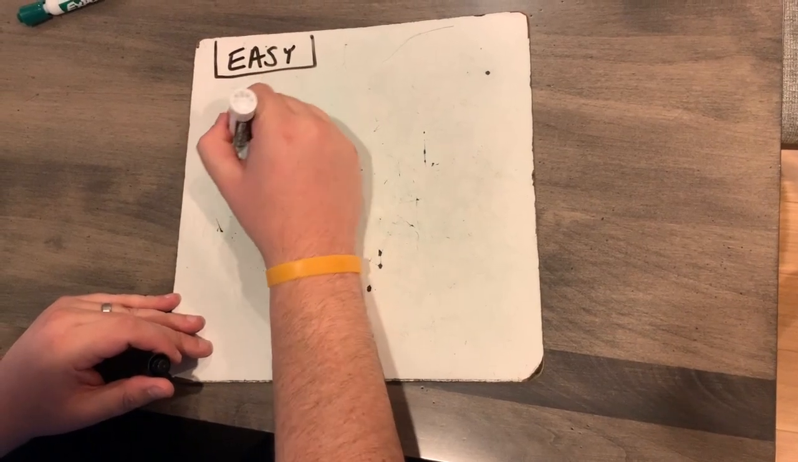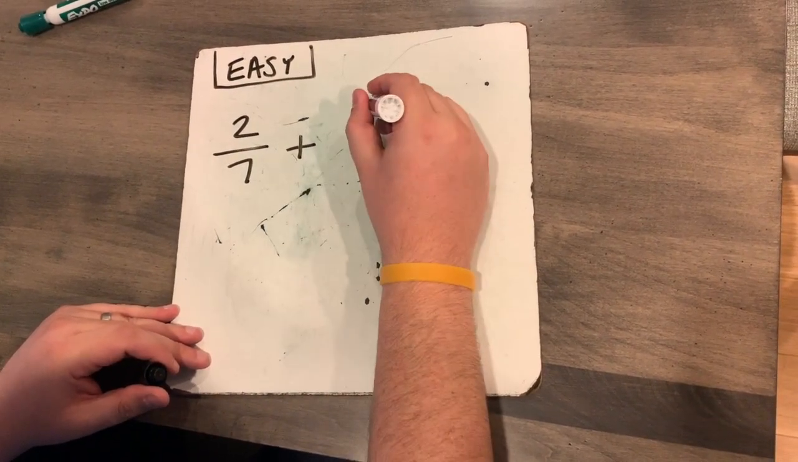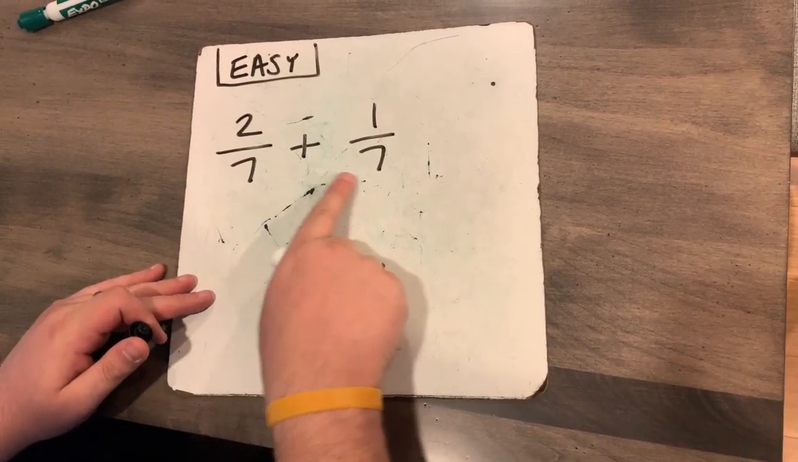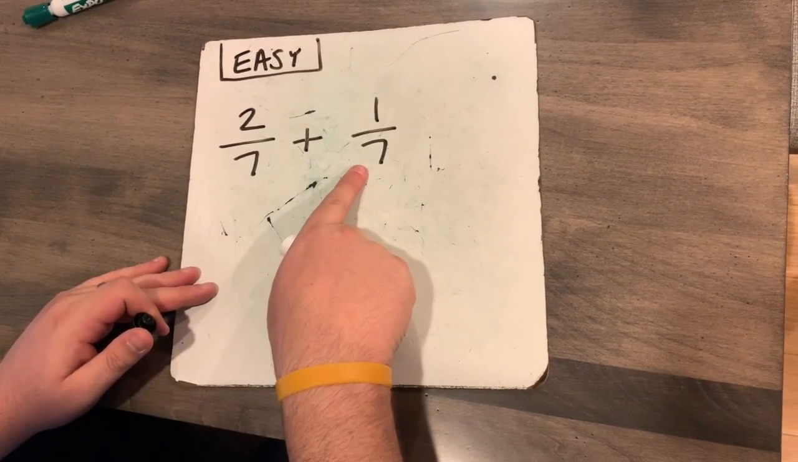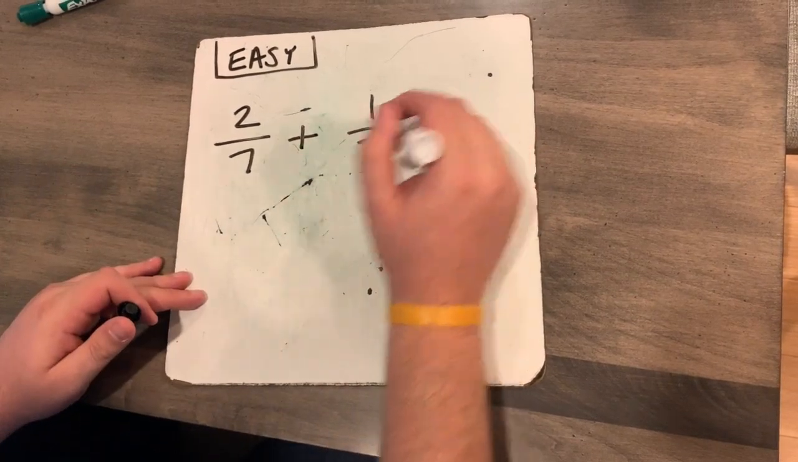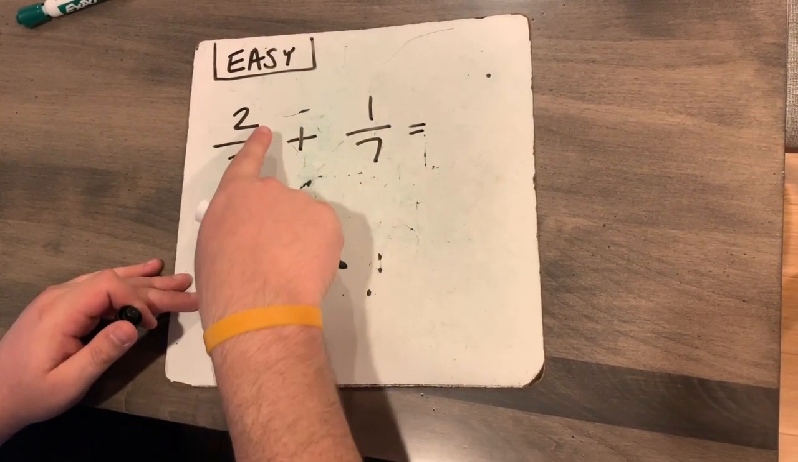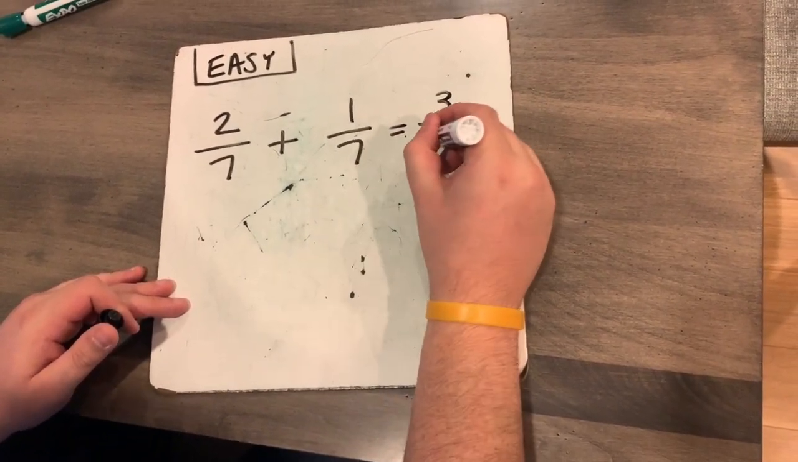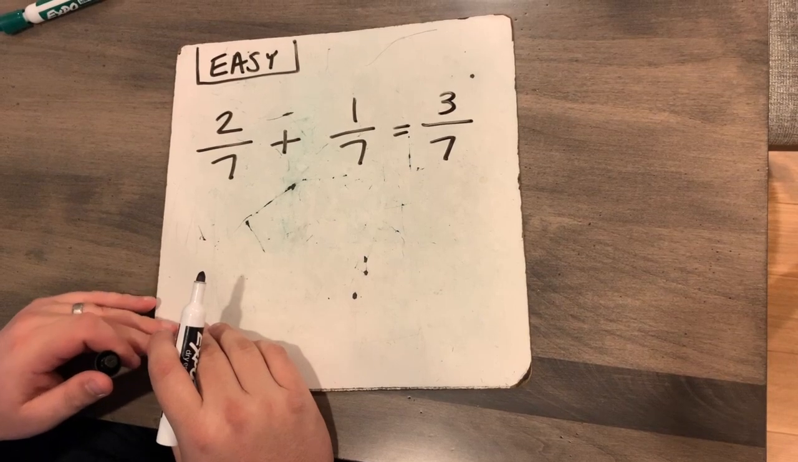So if I have 2/7 plus 1/7, I can go ahead and add them because the denominators are the same. I have a 7 on the bottom, 7 on the bottom. I just add. Now we only add the top part, we only add the numerator. So 2 plus 1 is 3. We keep the same denominator, so the answer would be 3/7.